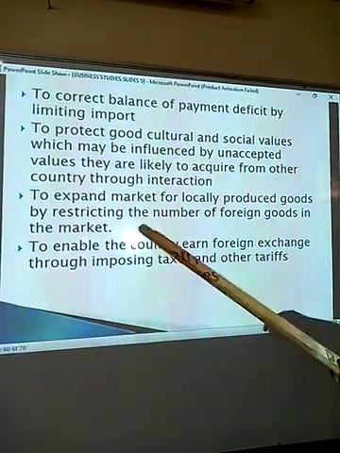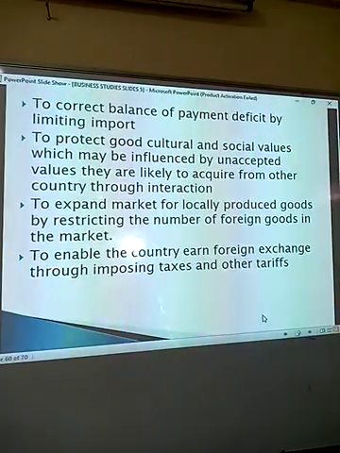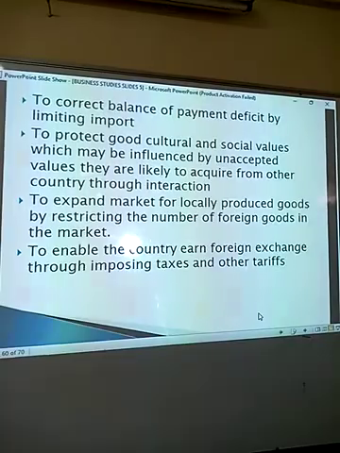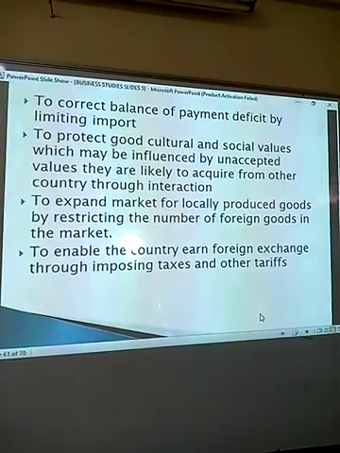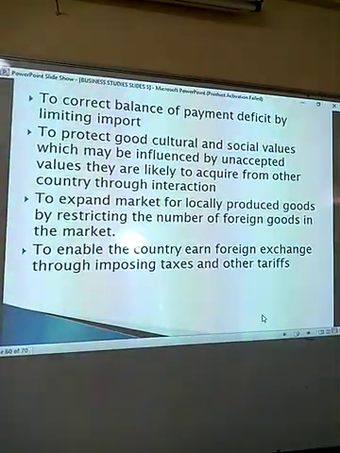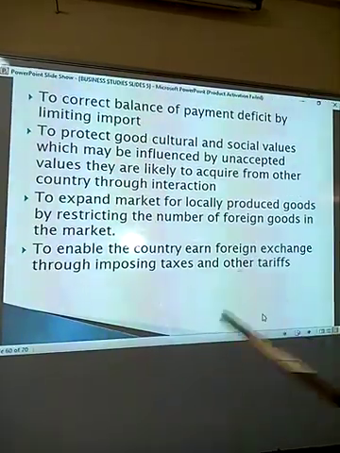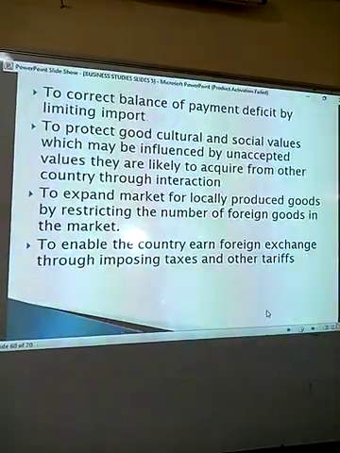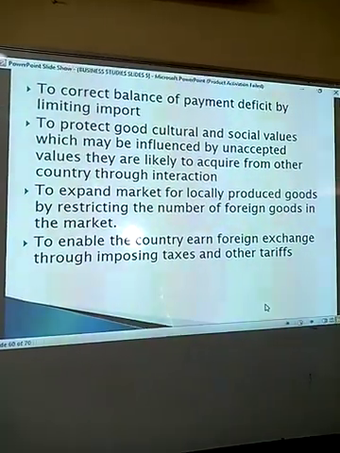Another one is to expand the market for locally produced goods by restricting the number of foreign goods in the market. And finally, we have to enable the country to earn foreign exchange through imposing taxes and other tariffs.